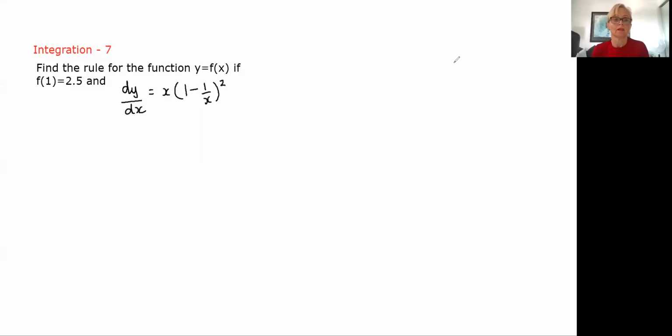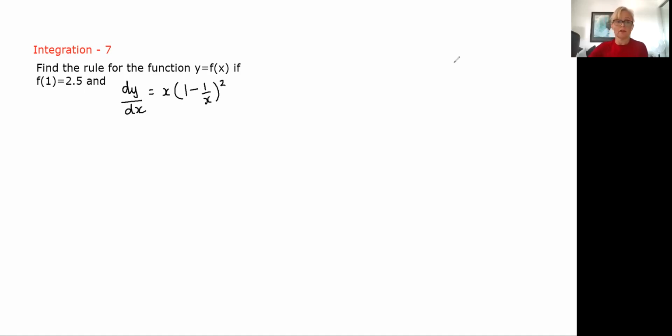I'd like to, at this point in our integration videos, do an example where we're finding a natural function, including needing to find that c. So we're told that dy dx is x times (1 minus 1 on x) all squared. We're told that f of 1 is 2.5, so when x is 1, y is 2.5. And we're asked to find an expression for y.